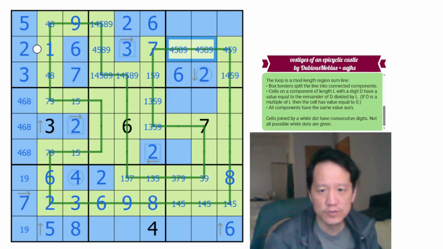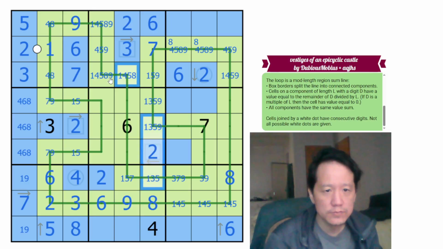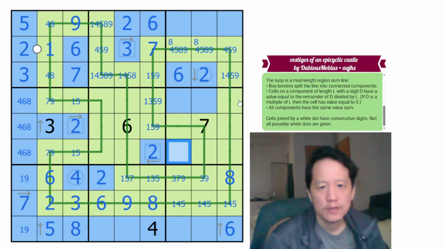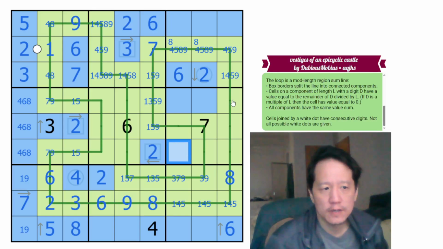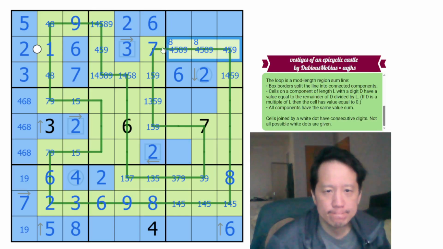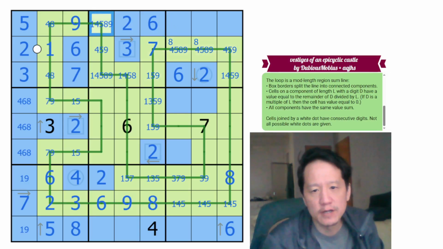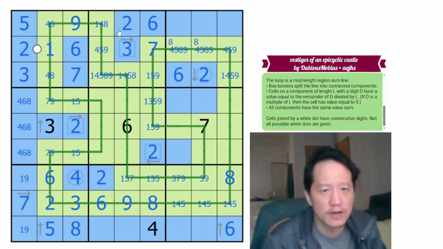8 is one of these two, so it cannot be here. This can't be 9. This can't be 3 because of this 3. Let's see. This can't be 9. This can't be 5.